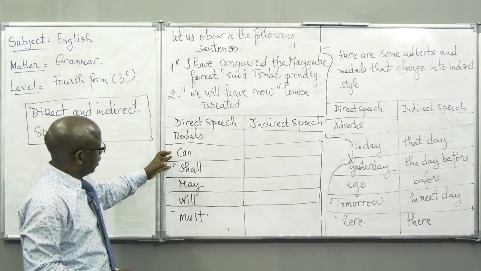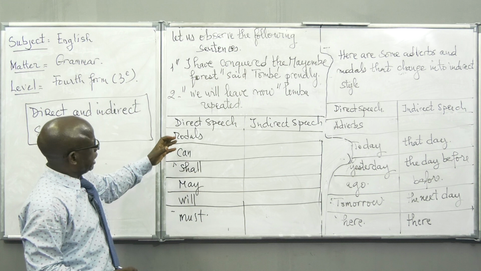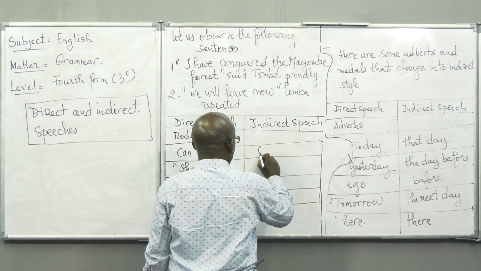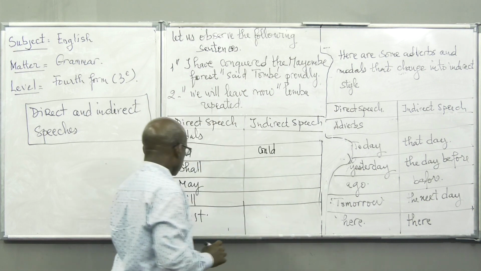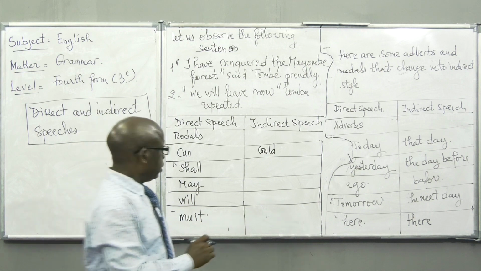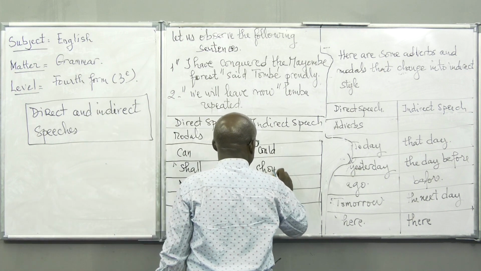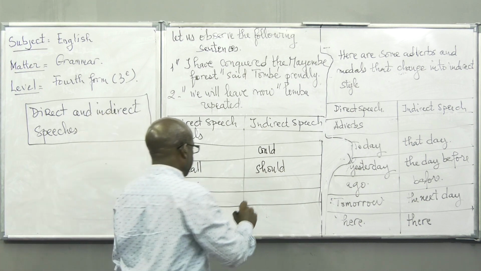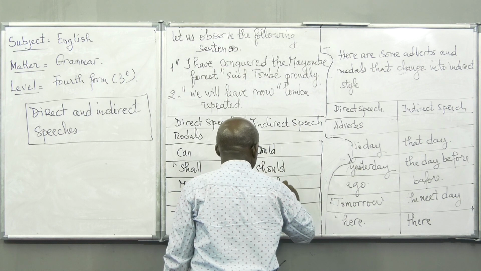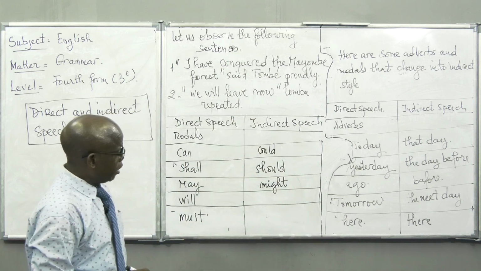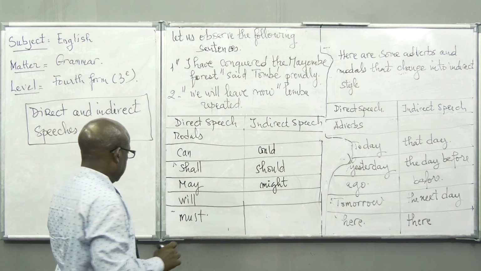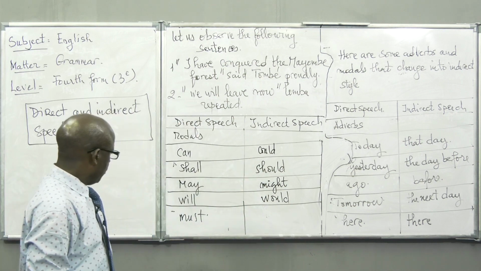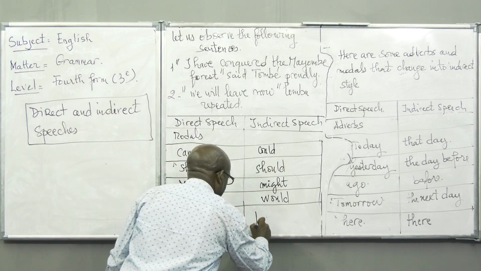What do we say can in indirect speech? Can changes in a could. Shall in a should. May, yes, in might. Will, as I've seen it here, in would. And the last modal, must, in to add to.